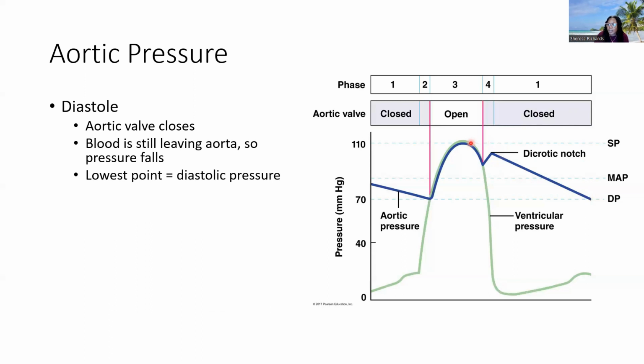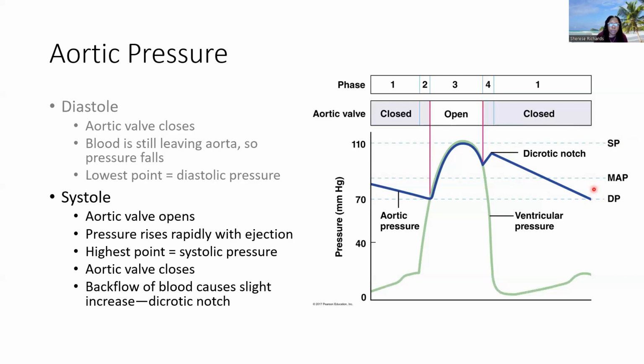The highest pressure that's recorded, which is in systole, that's going to be recorded as our systolic pressure. And we'll talk about how these two numbers are extremely important for overall cardiovascular health. This is what constitutes our blood pressure readings. All right, but the first one we record in diastole.